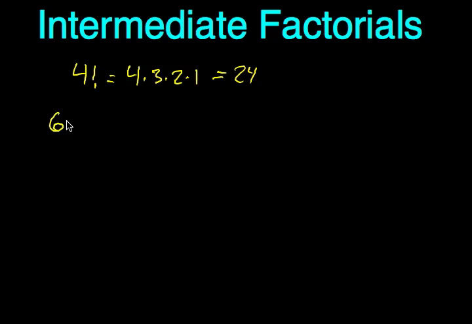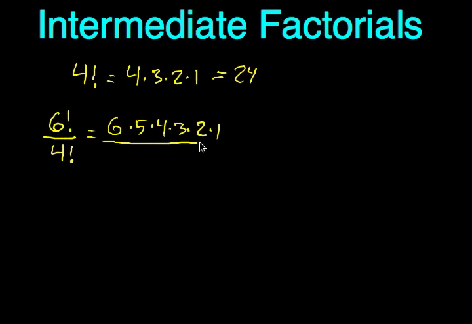For example, 6 factorial over 4 factorial. Well, here you may think you need to multiply this whole thing out: 6 times 5 times 4 times 3 times 2 times 1 all over 4 times 3 times 2 times 1. But in actuality, a lot of these terms are going to cancel out. 4 and 4, 3 and 3, 2 and 2, and the 1 really doesn't do anything, but we'll cancel it out anyway. So in actuality, 6 factorial over 4 factorial is really just 6 times 5, which is 30.